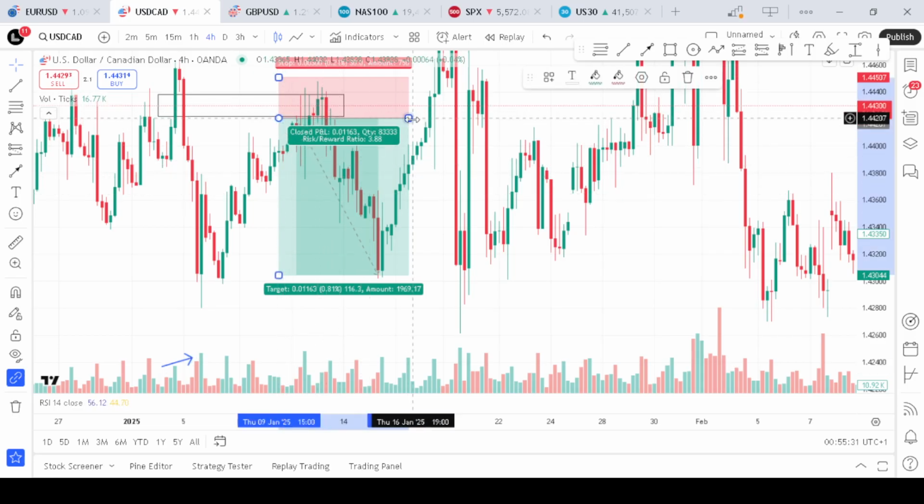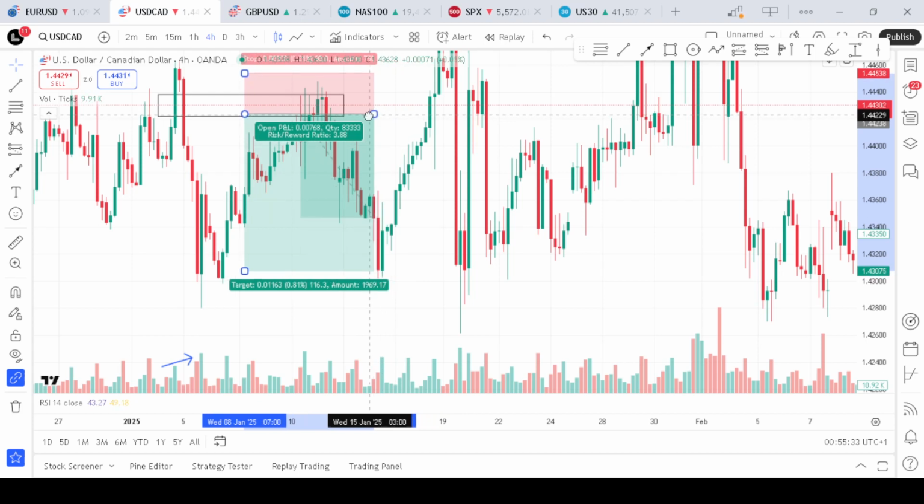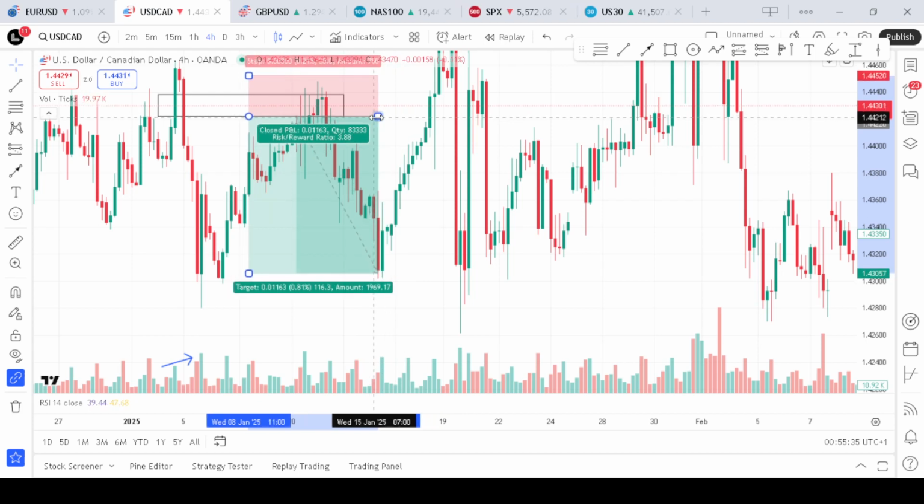Remember, when you take a trade and you see any signs of reversal, you immediately secure your profit and leave the trading setup.